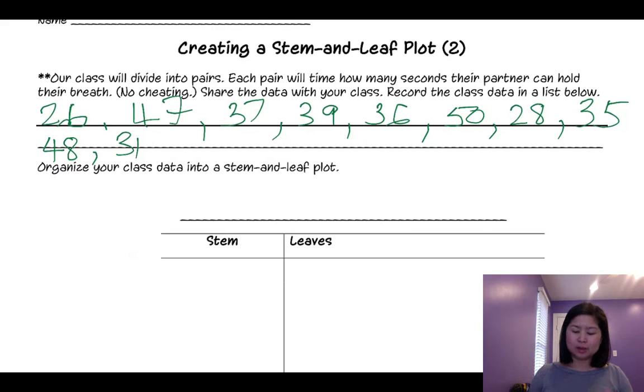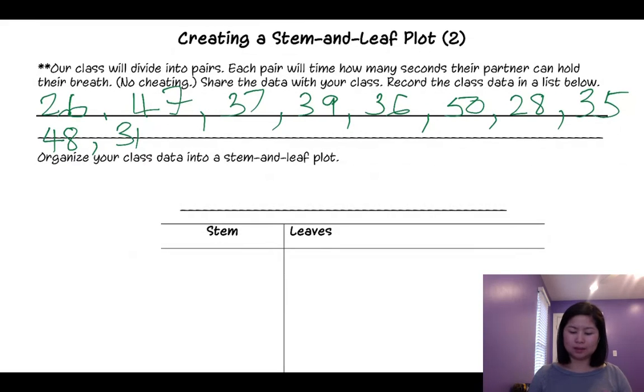I want you to create a stem and leaf plot using these data. Do it on a piece of paper, email it to me, and I will put in the grade today. As soon as you email it to me, I'll put in the grade. Once you're done with this one, go to Khan Academy. And if you're done with Khan Academy, then you're done for the day.